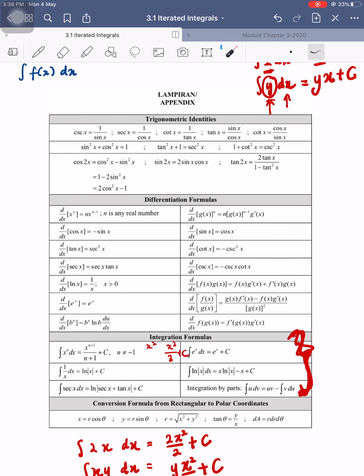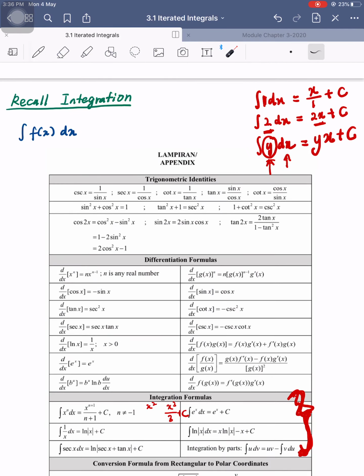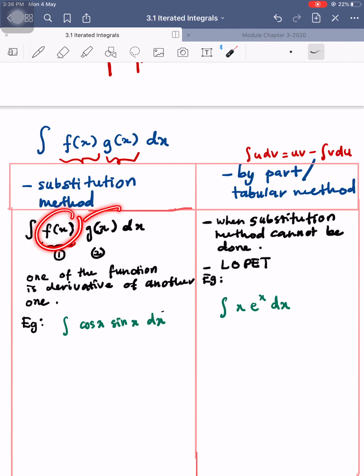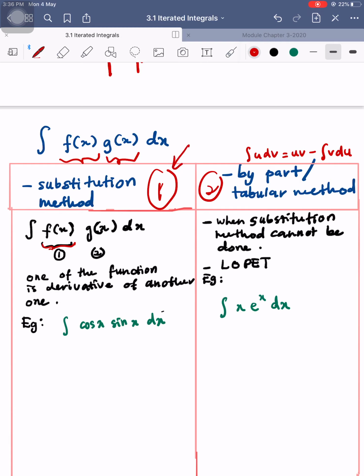Okay, next, let's say we involve more than one variable. Let's say you have f(x) and g(x). To solve something that has f(x) and g(x), or two functions that cannot be integrated directly, you have only two methods: one is the substitution method, and two is the by parts or tabular method. First, consider the substitution method. To use it, one of the functions is the derivative of another one. So this one can use the substitution method.